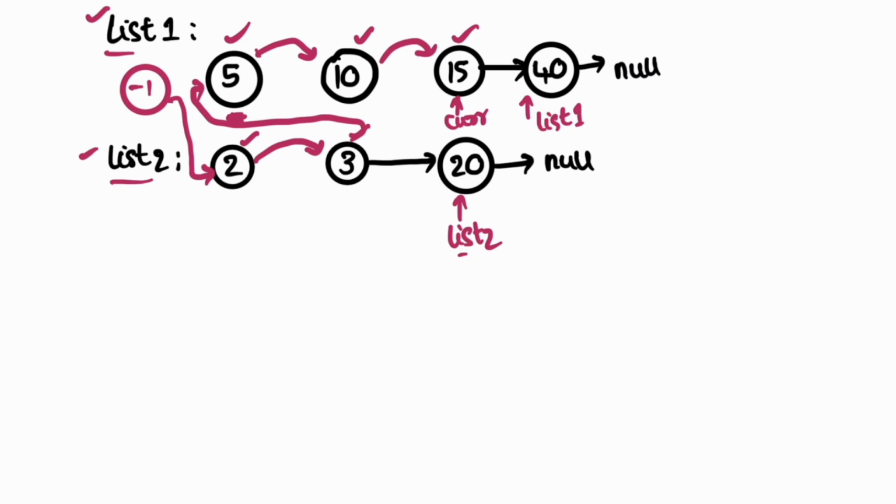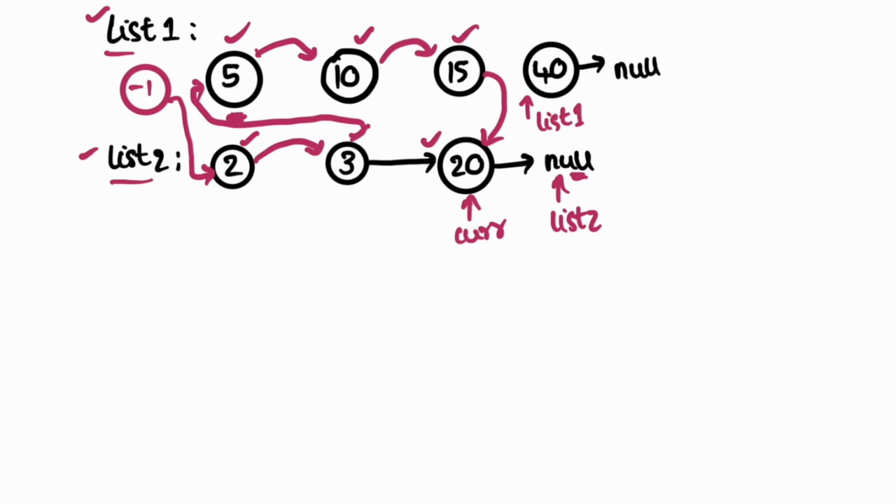Now pick the nodes at list 1 and list 2. List 1 node is 40, list 2 node is 20. Minimum among them is 20, so current will point to that element. And since we process this element, list 2 will move forward and current will come to the last processed element which is 20. Since list 2 is pointing to null, we end our iteration because this iteration will happen until list 1 and list 2 are not null.